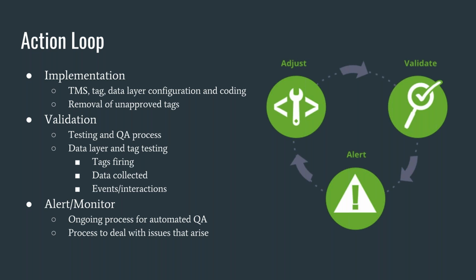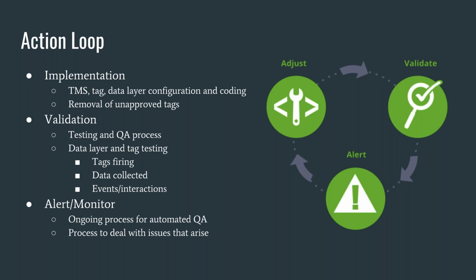We need to take that gap analysis that we did as part of the audit and then just make the changes. It's also the data layer configuration and the coding, so we can push and surface all the information that is necessary in the proper format to the data layer, and then as well as removal of any sort of unapproved tags, just flat out removal, or removal of tags from the page source so they can be migrated to our tag management system.